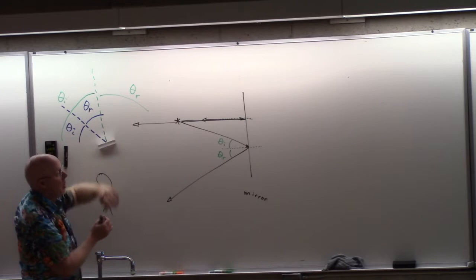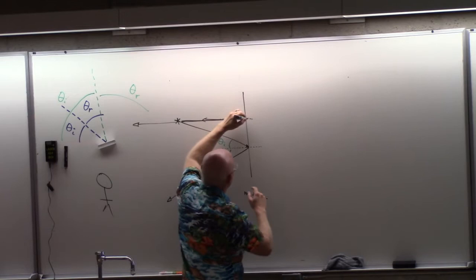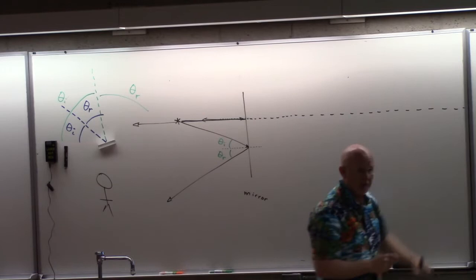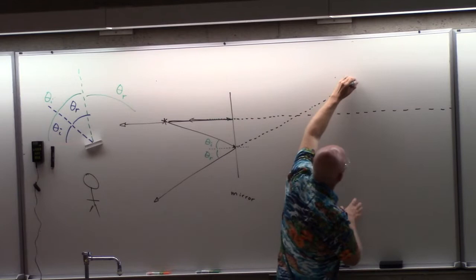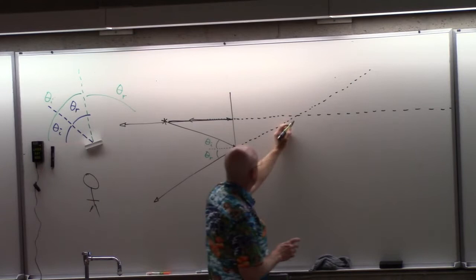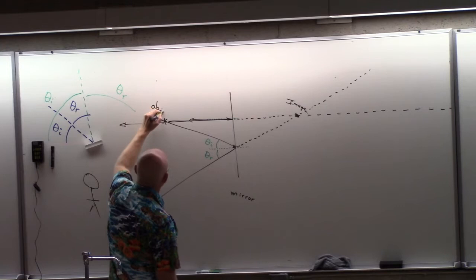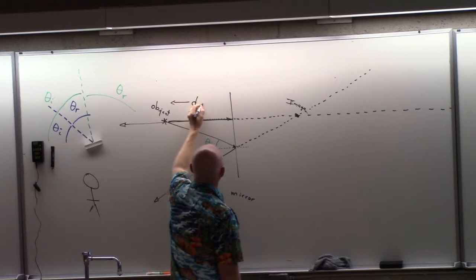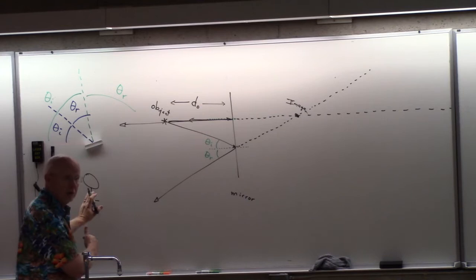Where would my brain then process where the light is coming from? So I guess it would take this ray and say, well, it's coming from back here somewhere. All right, where's this ray coming from? Well, back here somewhere. And so my brain would say they have the appearance of coming from right here. So there's the image. And so again, I have the object, I have the image. The distance that the object is from the mirror is called the object distance. Now notice it's from the mirror to the object. It's not from object to image, right? It's not from object to observer. It's from object to mirror. All right, so I'm going to call that the object distance.